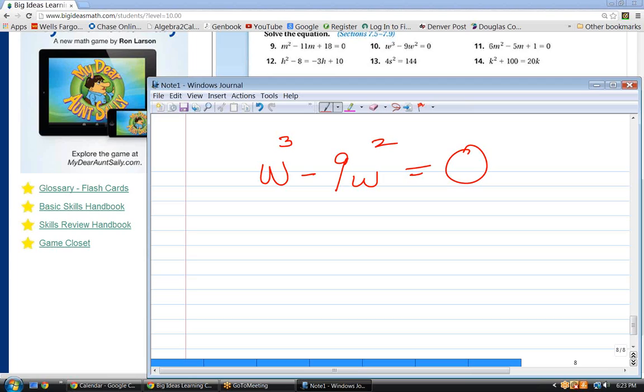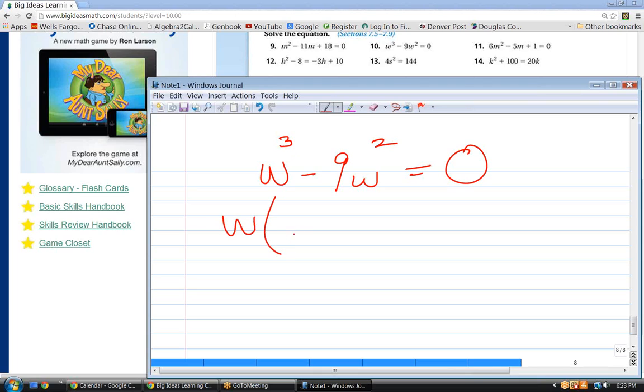Is it difference of perfect squares? No, this is a perfect cube, but it's not a perfect square. Actually, the square root of this is 3w. So this part is a perfect square, but this one isn't. So it's not difference of squares. Can you factor a greatest common factor out? Is it W? Yep.